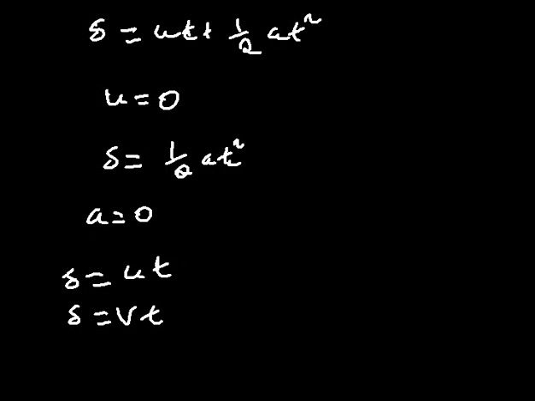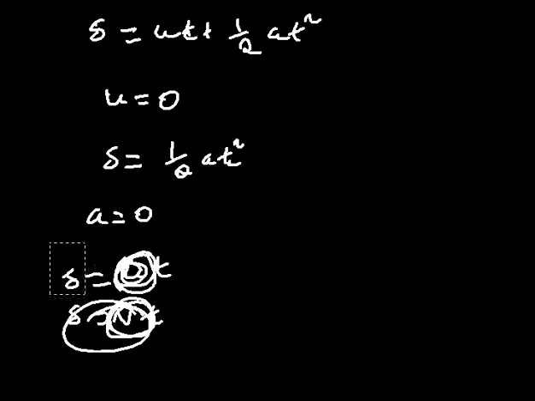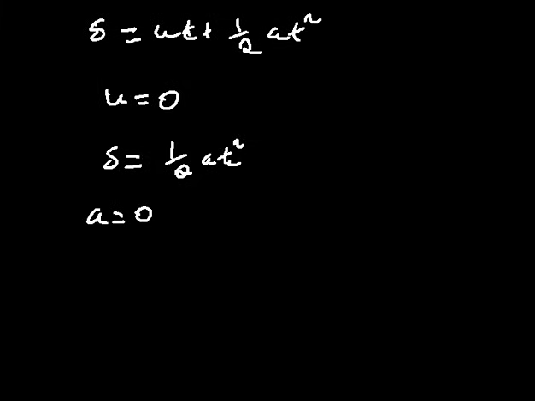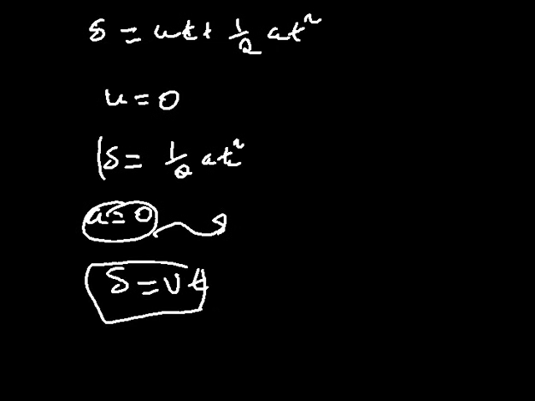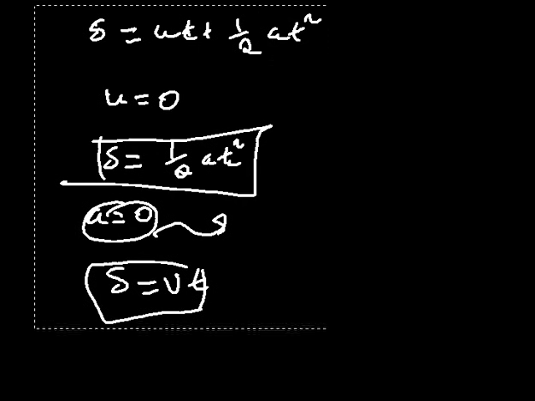And basically you will see that this is the equation that will be used. Instead of using u, we'll be using v, because the initial velocity is the same as the final velocity. So in all cases, if the acceleration is 0, it means the object is moving at a constant speed. Therefore, the displacement formula will be given as vt. You should keep this in mind in case you tend to wonder.